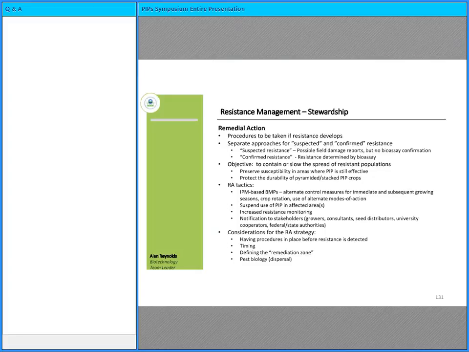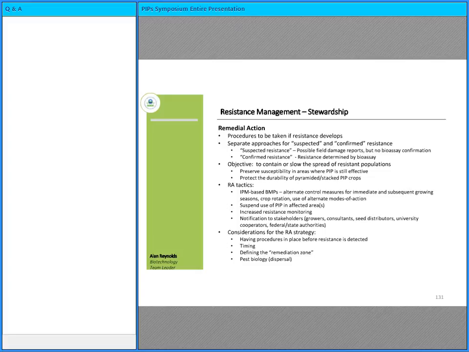Increased resistance monitoring, particularly in the affected area and surrounding areas, is important to understand whether the population is expanding, whether it's moving, or whether the remedial action strategy has been effective. Notification to stakeholders is another critical aspect of remedial action. Certainly we want growers to be able to make informed decisions and to take appropriate steps if there is resistance. But there are other stakeholders that need to be part of this process, including crop consultants, seed distributors, university personnel, extension folks, as well as federal and state authorities.